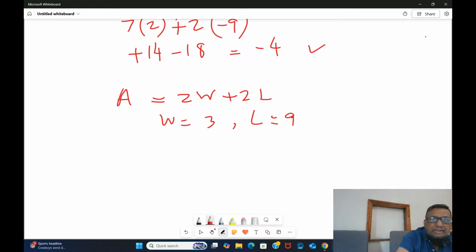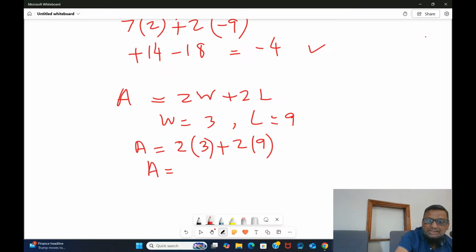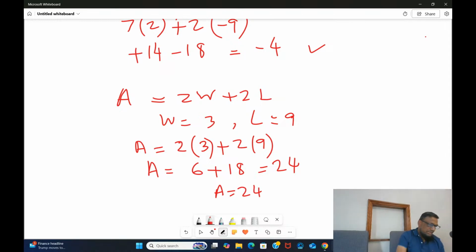So A equal to 2. Instead of W, you can write 3. And then plus 2L. Instead of L, you can write 9. So 2 times 3 is 6. And 9 times 2 is 18. So 18 plus 6 equal to 24. So your answer is A equal to 24.